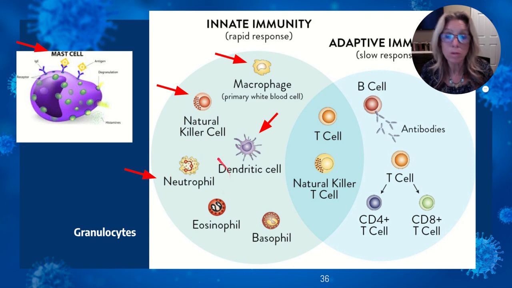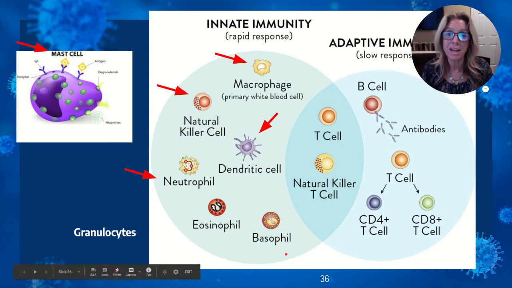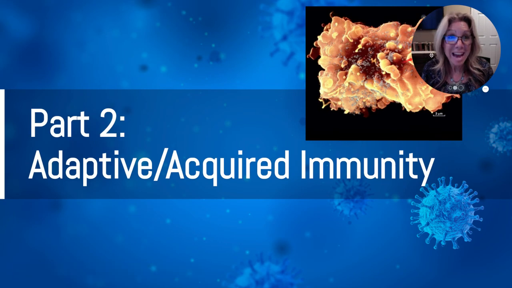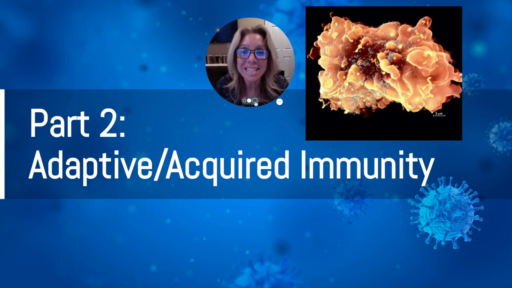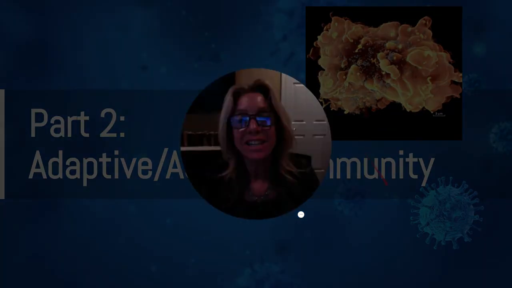Neutrophils neutralize, most numerous on the scene, okay? And they're going to be eating as well. So do eosinophils and basophils. All right, so that is the end of our innate immunity. And in video 2, I will talk about your adaptive or your acquired immunity.